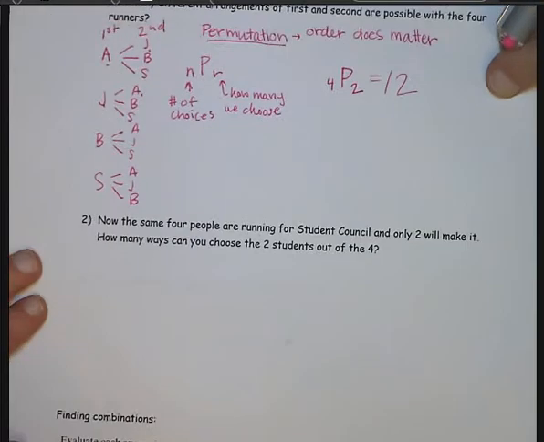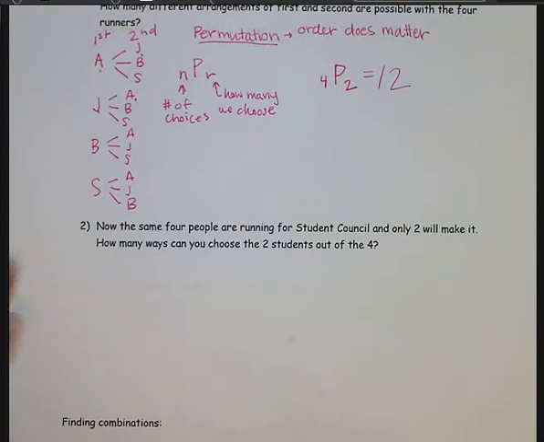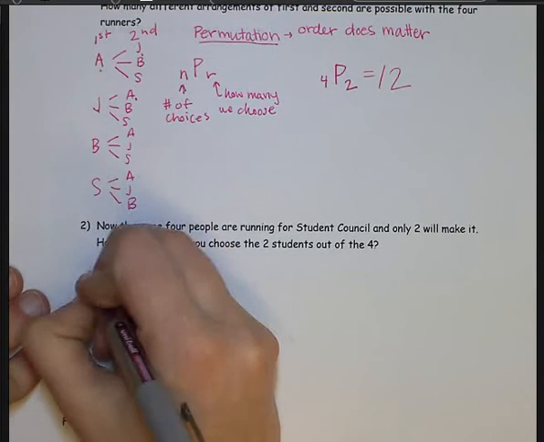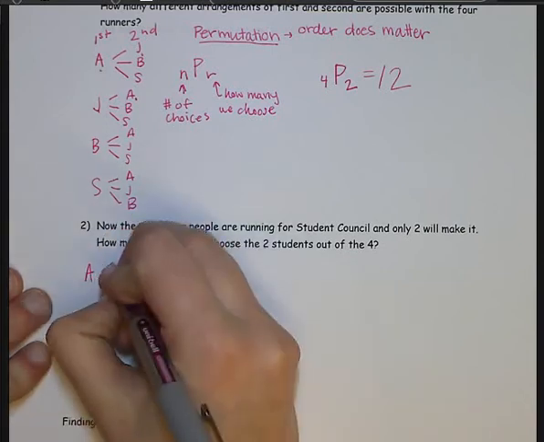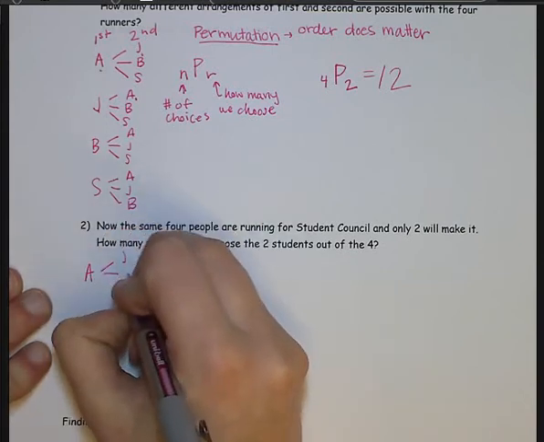We have the same 4 people running for student council and only 2 will make it. So how many ways can we choose these 2 students out of the 4? So does the order matter here? No, it does not. So I could have Allie as my first, and then John, Bob, or Susie as my second.